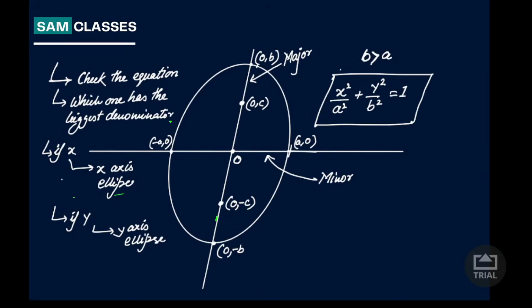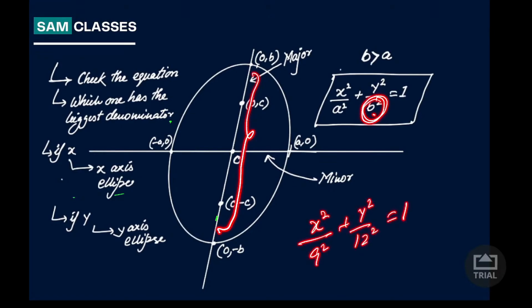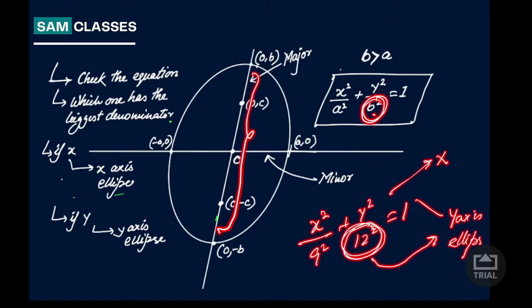Next, this is the y-axis ellipse. Earlier was the x-axis. Here it is the y-axis, which means in y it is bigger, so the denominator of y is bigger. So if we have an equation x square by 9 square plus y square by 12 square equal to 1, will it be an x-axis or a y-axis ellipse? You check the denominator. If the denominator of y is bigger, it will be a y-axis ellipse.